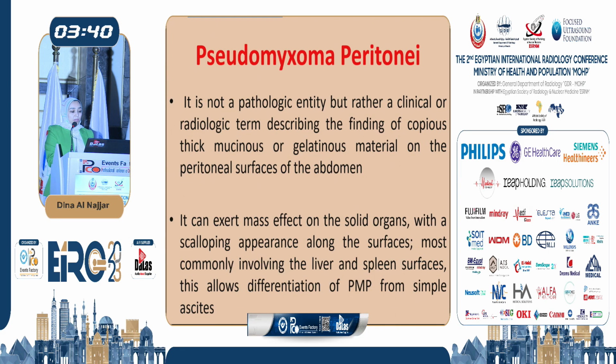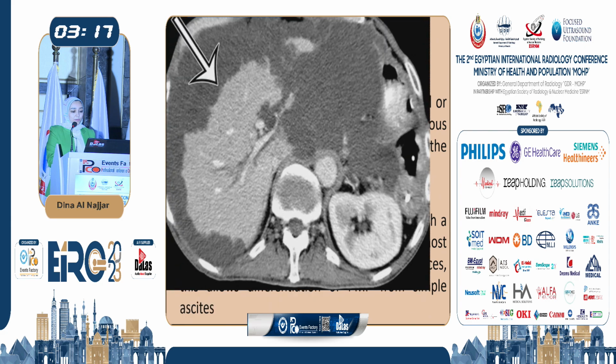Pseudomyxoma peritonei. It is not a pathologic entity, but rather a clinical or radiologic term, describing the finding of copious thick mucinous or gelatinous material on the peritoneal surface of the abdomen. It may exert mass effect on the solid organs, with a scalloping appearance along the liver or the spleen, and this allows differentiation from simple ascites.